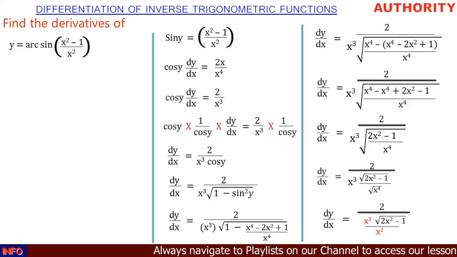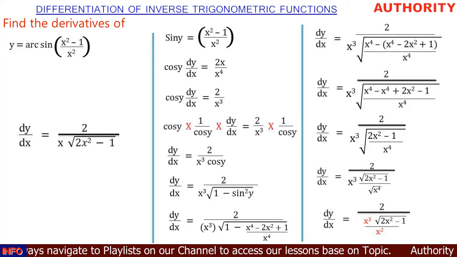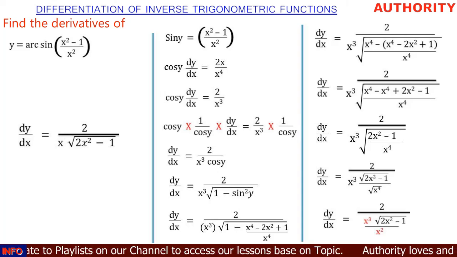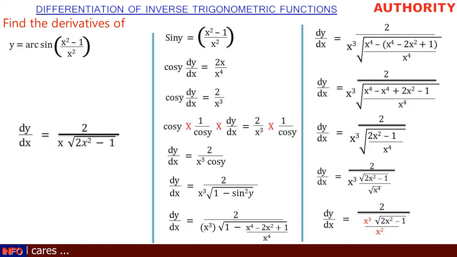The x cube we cancel x squared. So we're going to be left with x in the numerator, okay? So if we do so, we're going to have dy all over dx is equal to 2 all over x square root of 2x squared minus 1. Is that true? Yes. So finally here, we say that dy all over dx is equal to 2 all over x square root of 2x squared minus 1. You can leave your answer this way, or you can still do something further. So you can rationalize. You want to remove the square root in the denominator.